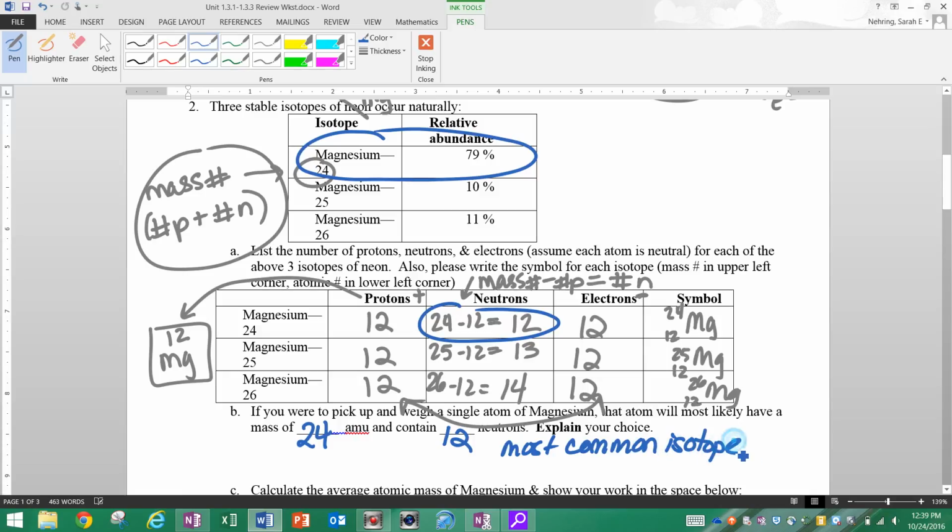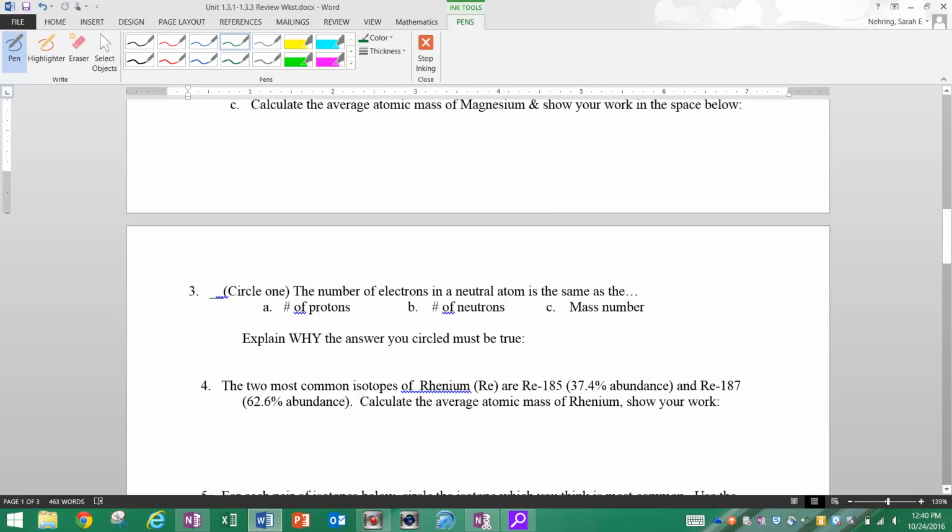And there's two ways in which we can figure that out. One way is just from looking up here at the table. This tells us that it's the most common isotope, so it's got the highest relative abundance of any of the three isotopes. The other thing you might do is look at the periodic table and find the average atomic mass, which we're actually going to calculate next. Below the symbol, it's going to say 24.3, and you'll notice that this is closer to 24 than any of the other masses. So that's another hint that having a mass of 24 is the most common version of magnesium.